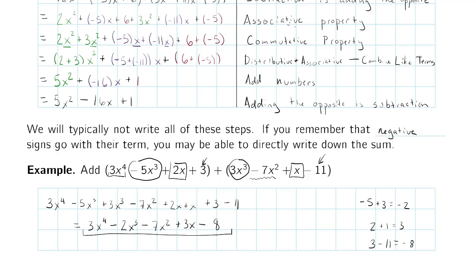We might even skip this step. If you find that you sometimes lose track of some of your terms, writing out that step will be useful in not losing track of your terms. But if you find that you never lose track of your terms, you might be able to take a sum like this and just directly write down the result.